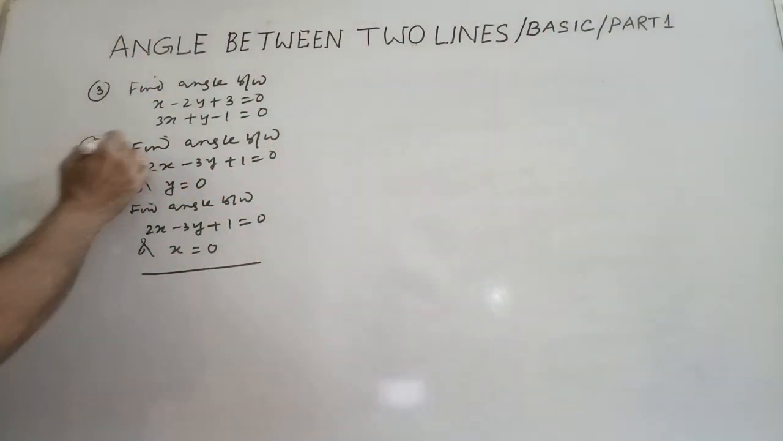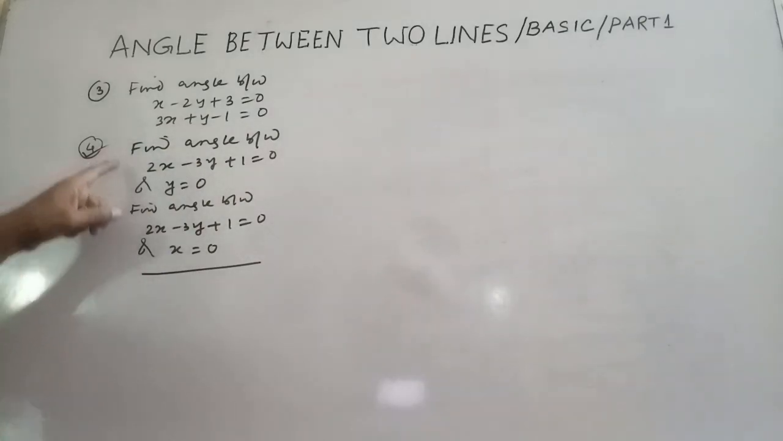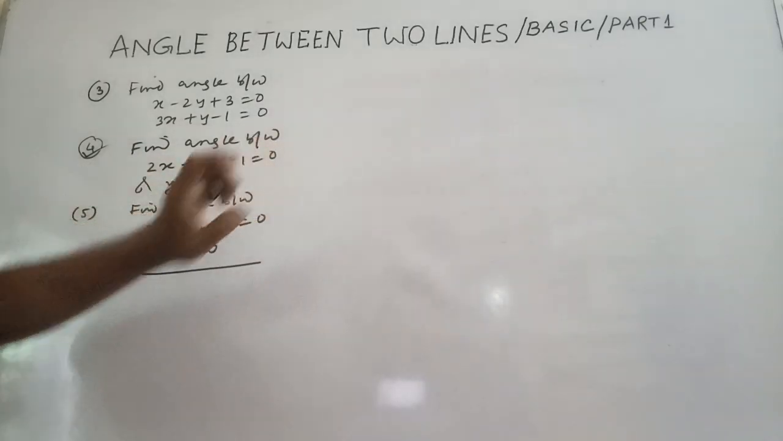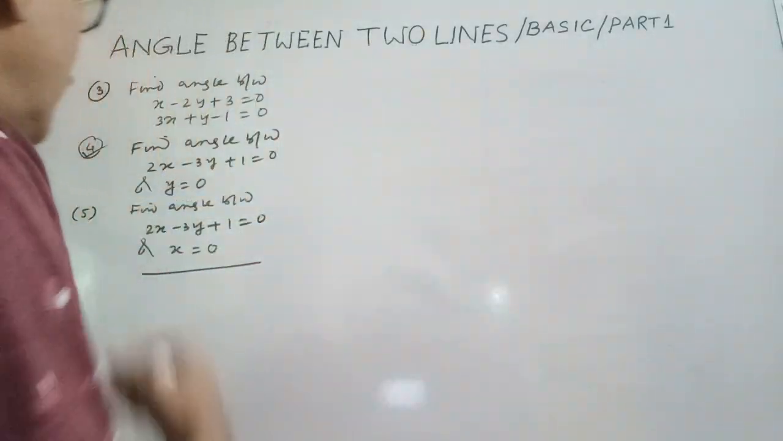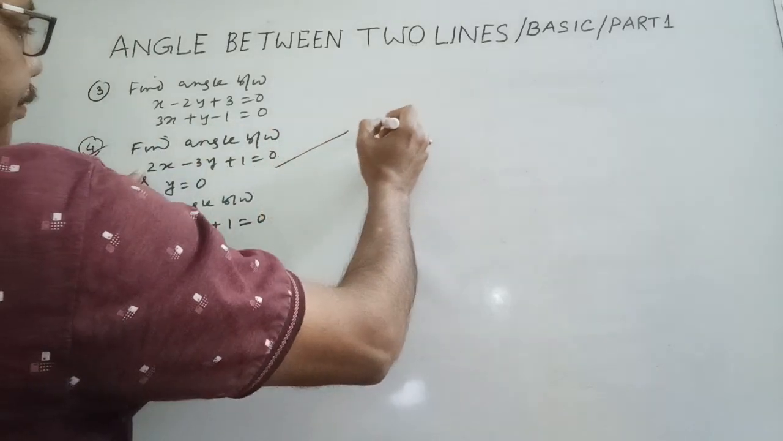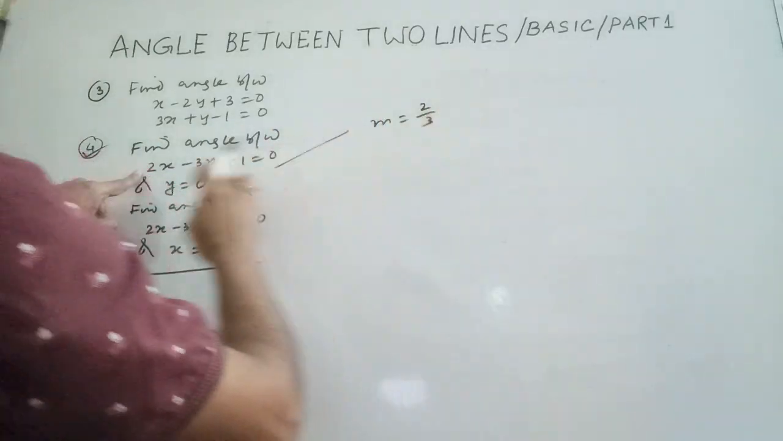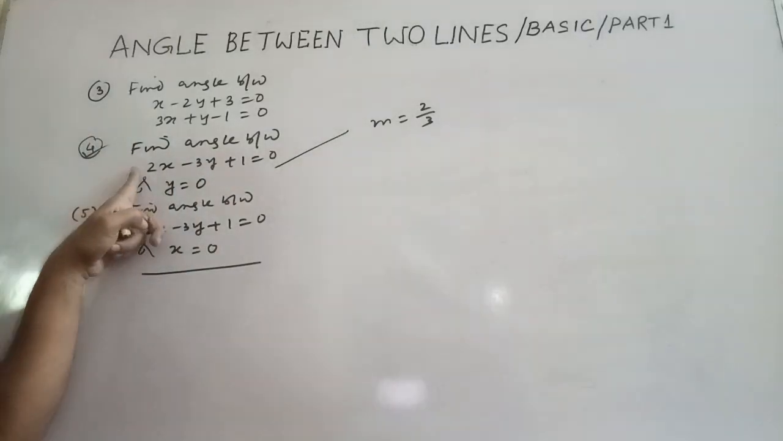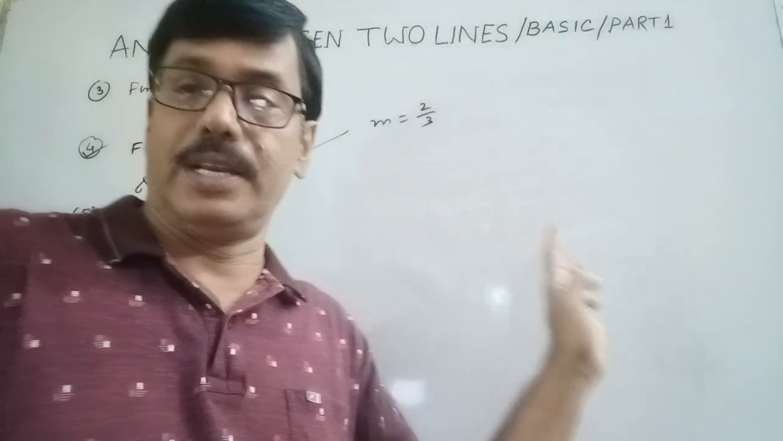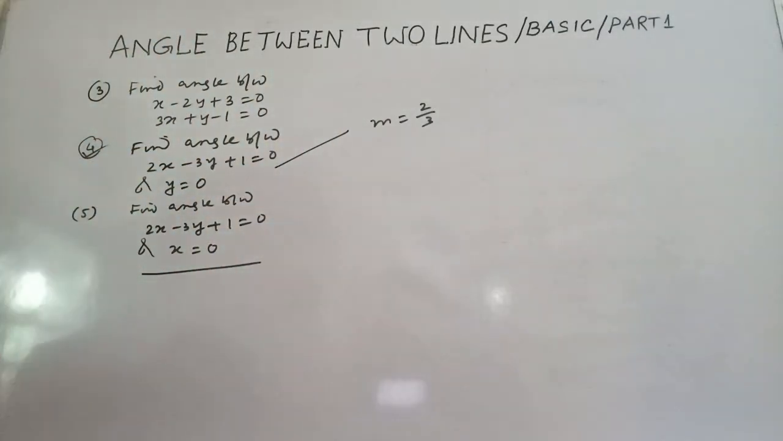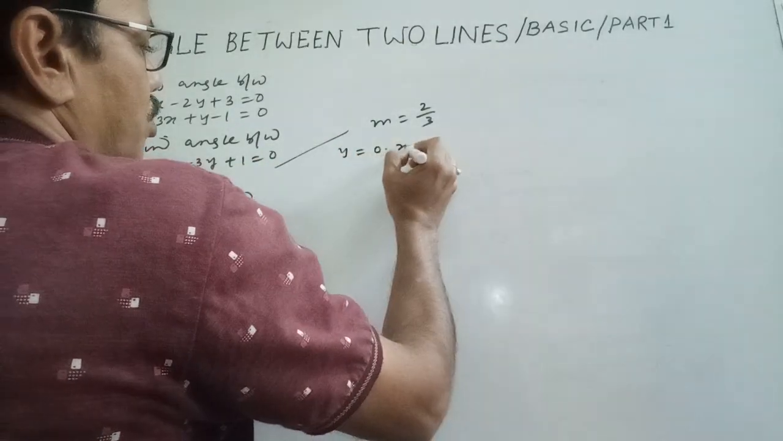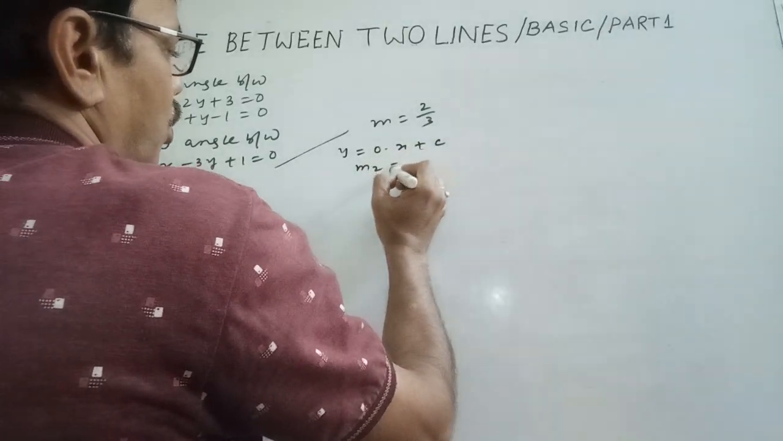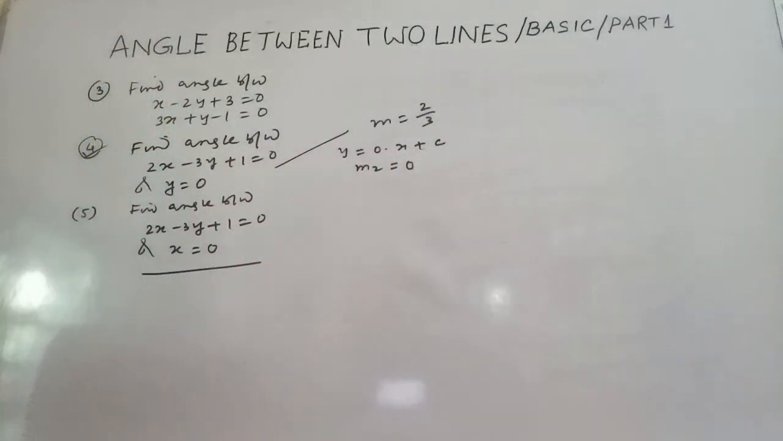Now find the angle between the lines 2x minus 3y plus 1 equals 0 and y equals 0. So what is m1? You can write directly m1 equals 2 by 3, that is, coefficient of x by coefficient of y when they are on different sides. Now y equals mx plus c, y equals 0 into x plus c. So what is m2? m2 is 0.